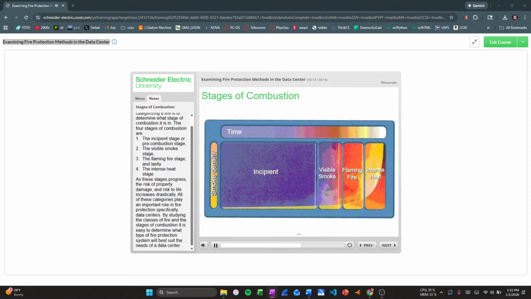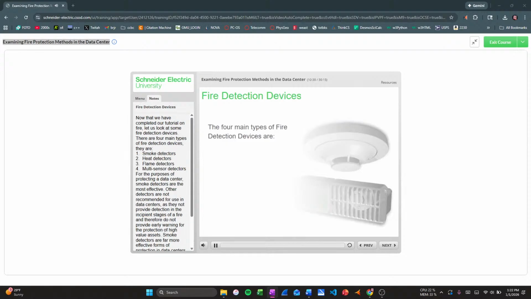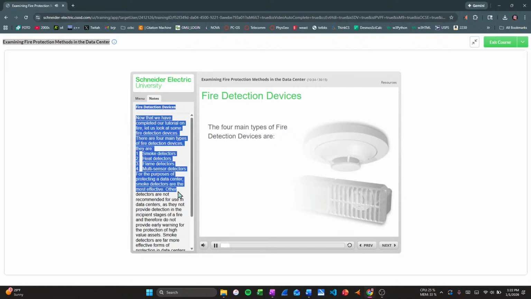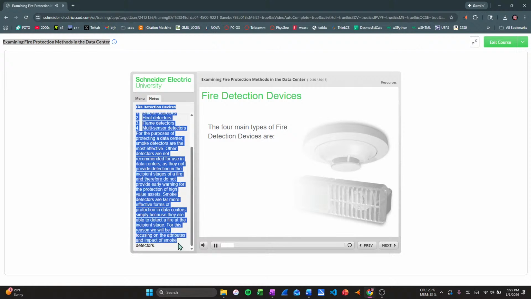All of these categories play an important role in fire protection, specifically data centers. By studying the classes of fire and the stages of combustion, it's easy to determine what type of fire protection system will best suit the needs of a data center. Now that we've completed our tutorial on fire, let's look at some fire detection devices.